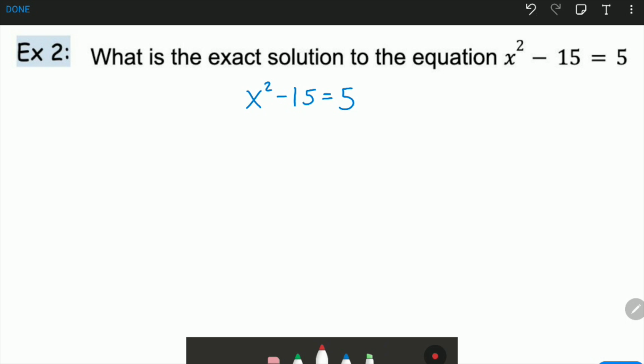Okay, in this video we're asked what is the exact solution, which means no decimals here, to the equation x squared minus 15 equals 5. And you can see I already wrote the equation down below. So to solve this is a pretty simple quadratic, as it only has x occurring one time, which means we can use reverse order of operations.